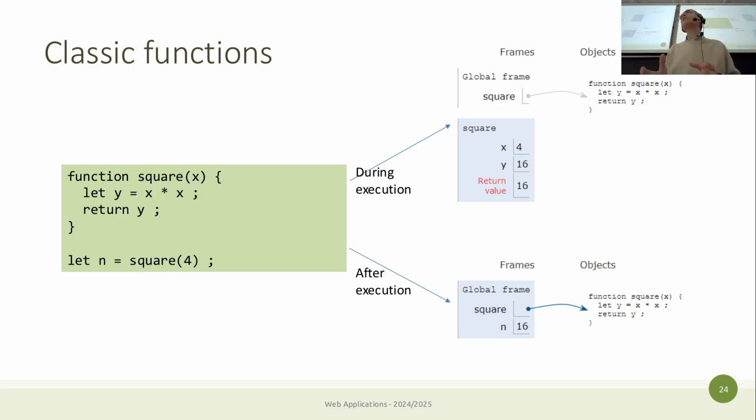Of course, if I pass a string here, the function will not work, probably it will give you an error because you cannot multiply a string by a string. But if you pass a number, the function will do the operation and return a value. So let n equal square 4, you will get 16. No problem, really easy to understand.